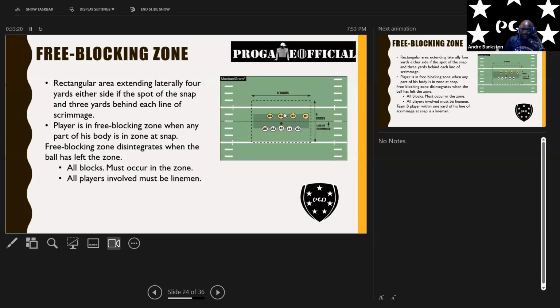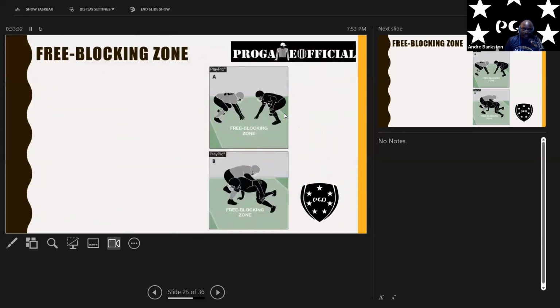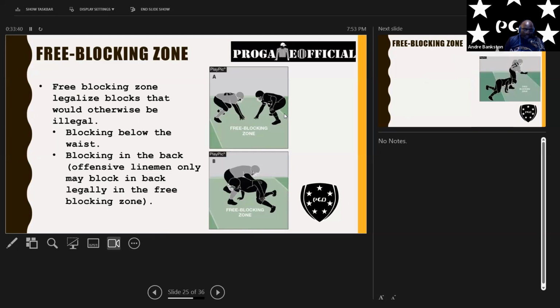All blocks must occur in the zone. All players involved must be linemen. A Team B player within 1 yard of the line of scrimmage at the snap is a lineman. So again, the free blocking zone legalizes blocks that would otherwise be illegal: blocking below the waist, blocking in the back, blindside blocks. An offensive lineman on the line of scrimmage can block in the back. If I'm a running back, even though I might be in the zone in the backfield, I don't have the luxury to block below the waist or block in the back. It's only for those who are actually on the line.